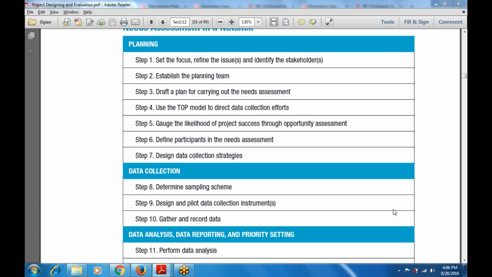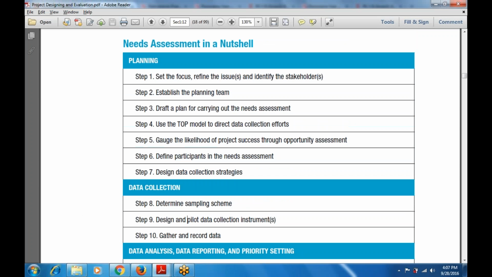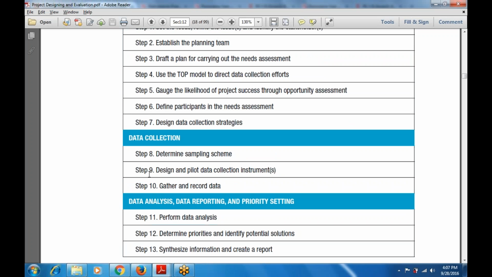So let's begin the session. In the last class, we finished part number 1, that is need assessment, and the various steps followed in the need assessment. Does anyone have any doubts in these 13 steps that we started in the last class? First one is the planning, the data collection phase. After that, there's the data analysis, data reporting, and the priority setting. Any doubt, anyone in this?